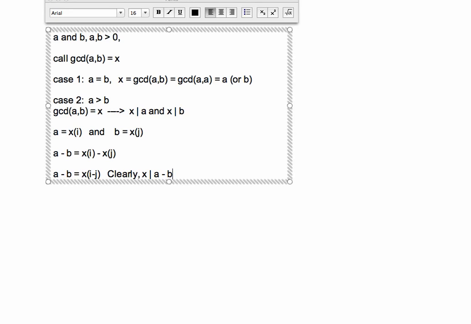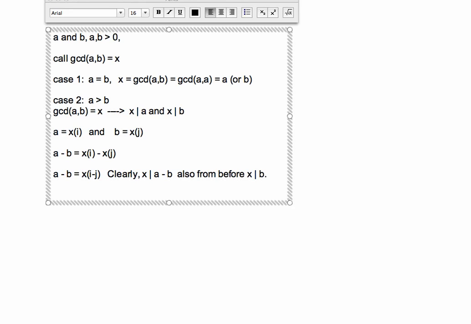Now, we do know, however, that X is a divisor of A minus B, and also from before, we know that X divides B. So we know that X is a divisor of A minus B and B. The question is, is it the greatest common divisor of A minus B and B? Okay, so let's look at another divisor. Let's take any divisor of both A minus B and B, and we'll call it D.